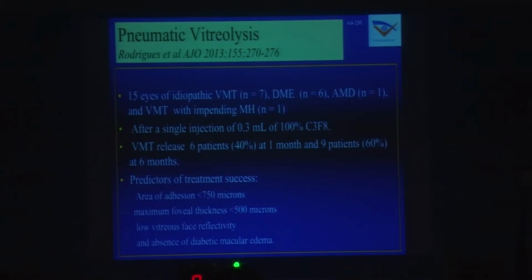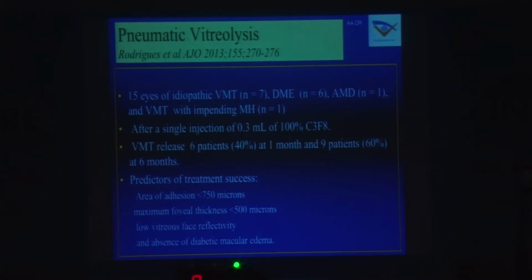There are numerous publications now. I've just picked up a few of them. So this was in the AIOC, of 15 eyes of idiopathic vitreomacular traction, which showed predictors of treatment success in these cases: when the area of adhesion is less than 750 microns, indicating that if you have a focal VMT, it is likely to respond better to vitreolysis by a gas injection versus a broad vitreomacular traction.